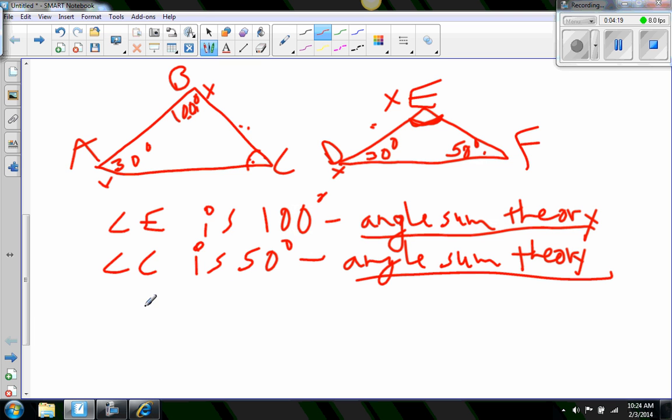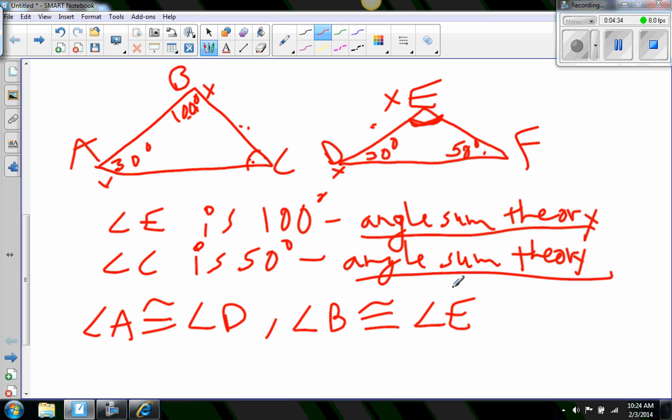And then we could say, well, okay, so we figured out C and E, right? So we could also say that angle A is congruent to angle D, right? And angle B is congruent to angle E, which we just proved. Also angle, well, I guess you only need two of them to be able to prove it. So we'll just stop there. We could write the third one, but we only need to prove it with two.